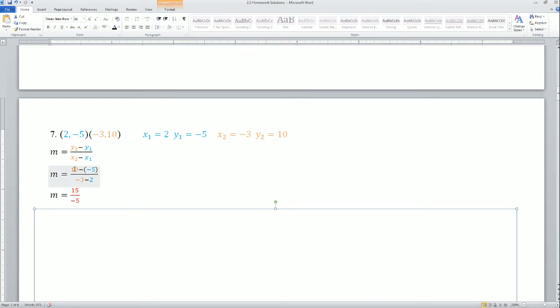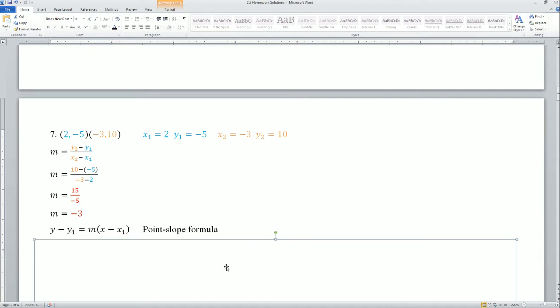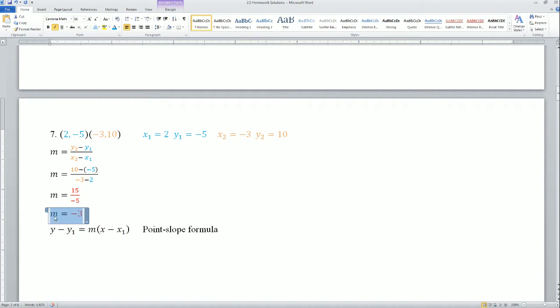Okay. 10 minus negative 5 is just 10 plus 5, which is 15. On the bottom, negative 3 minus 2, which is negative 5. If the negatives play with you, just plug into your calculator. You should get m equals negative 3. Okay, plug into your calculator. Avoid the negative mistake. Alright, point slope form because now I have a point.